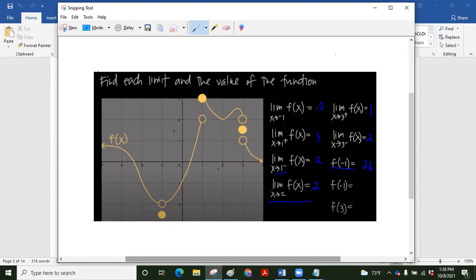And then it's saying plug in 1 into the function. What do you get? So if we plug in 1 into the function, you may say that we're undefined at 1, but that's not true. On the line of 1, there's a closed dot here, and that closed dot happens to be at a y value of 3. So we're going to say 3.